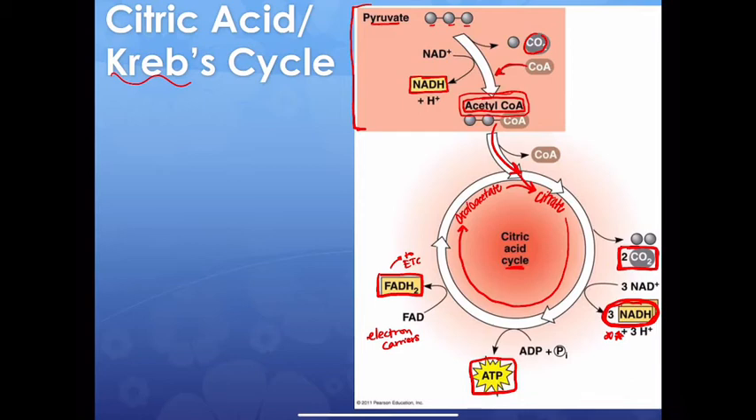Okay? So these numbers are representative, these 2 and 3 and 1 and 1. These numbers are representative for 1 pyruvate molecule. But remember, you have 2 pyruvates for every 1 glucose. So if we're talking about per 1 glucose, we're going to make 4 CO2s, and we're going to make 6 NADHs, and we're going to make 2 ATPs and 2 FADH2s. But usually, for simplicity's sake, we talk about per turn of the cycle, and that's per pyruvate or acetyl-CoA molecule. All right?